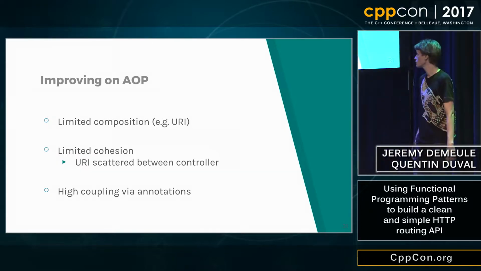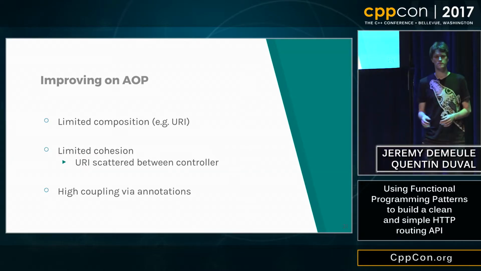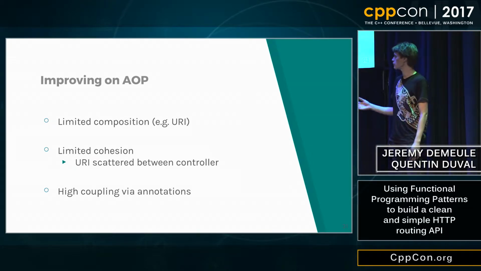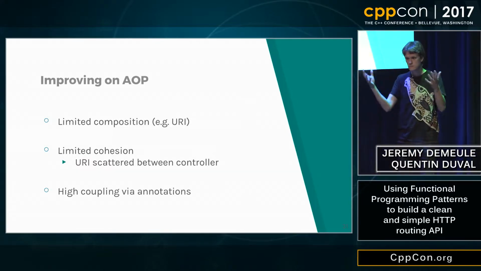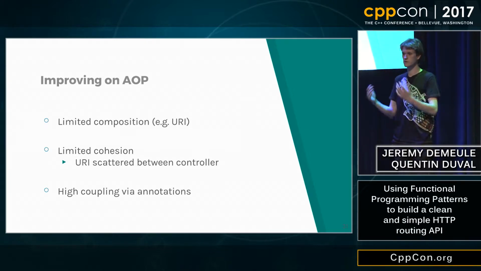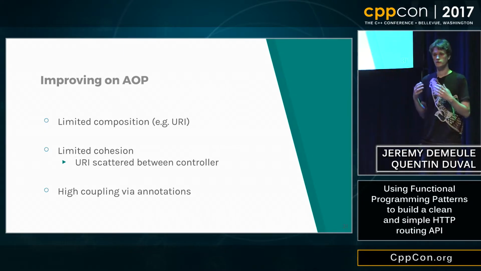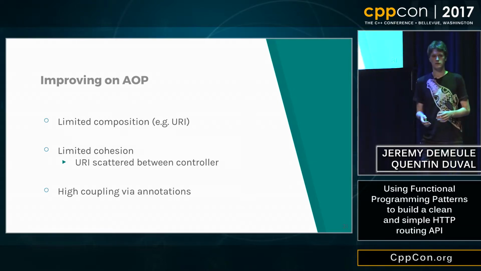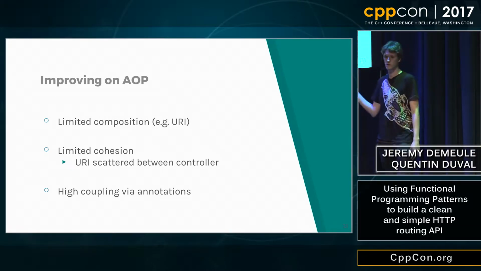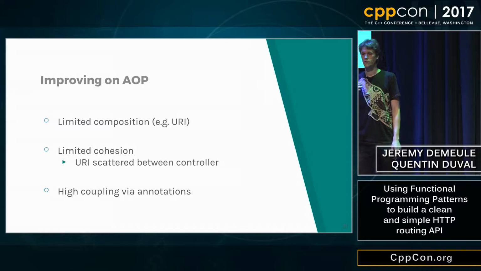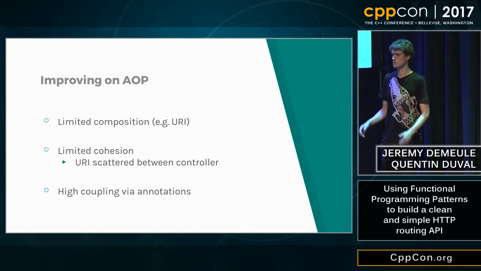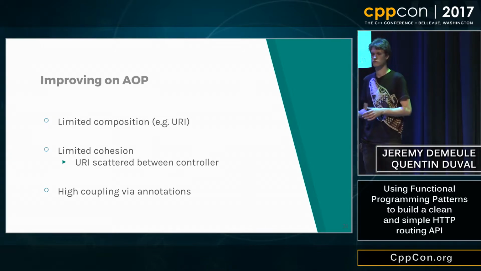We have a second problem, which is that the cohesion is pretty limited. We sprinkle URIs in different controllers, in different methods, and so nowhere do we have a way to see the router and all the routes that we have inside our server. So we would like to improve on this as well. And the biggest problem actually is the coupling. We put annotations everywhere, and these annotations point back to the framework. So each and every line of code that we write needs the framework to work.